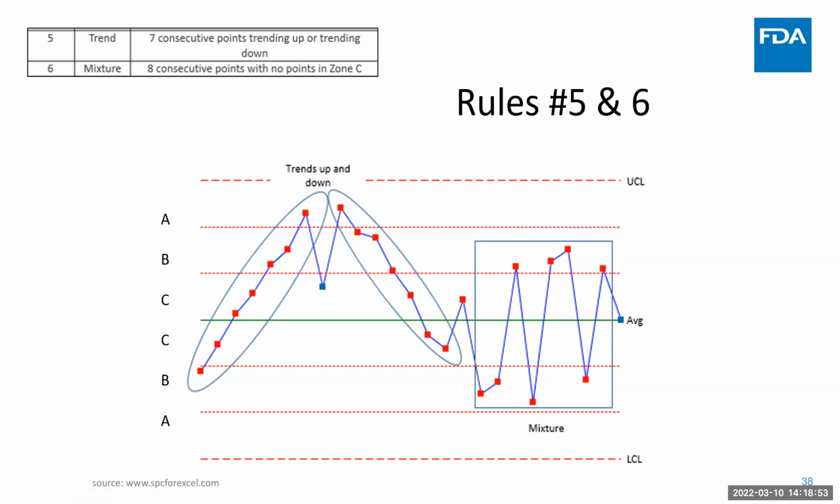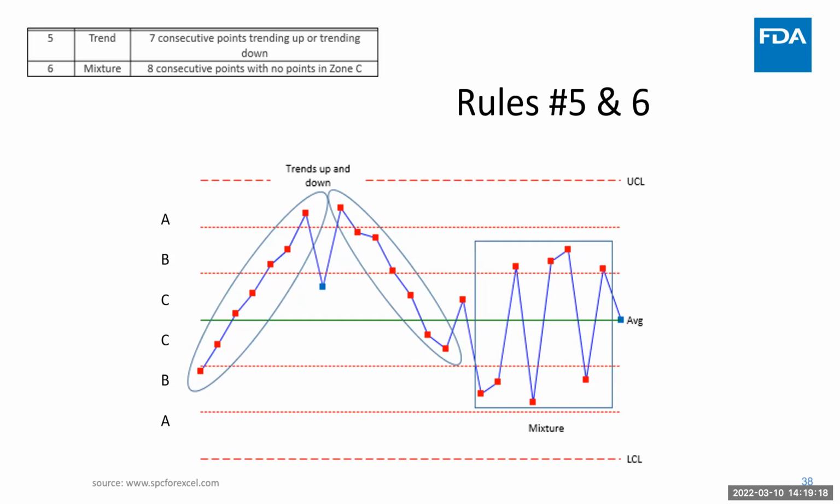5 and 6. If you have 7 consecutive points trending up or down, that's rule 5. And this is indicative of something running out of calibration in the lab, for example. If the calibration is starting to slip, if you have alignment starting to slip on a piece of equipment that needs to be adjusted, you'll see this trend because it'll be progressive.